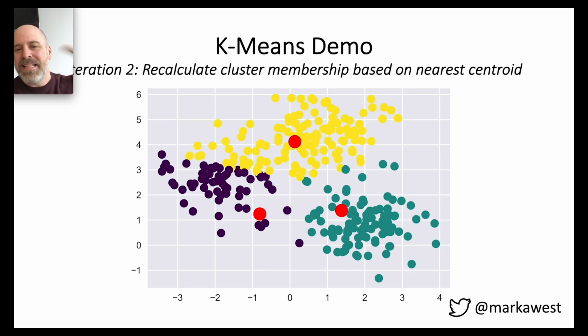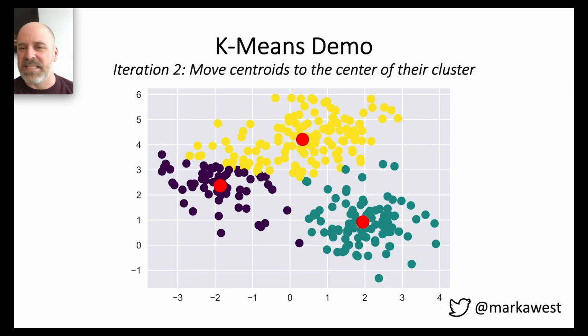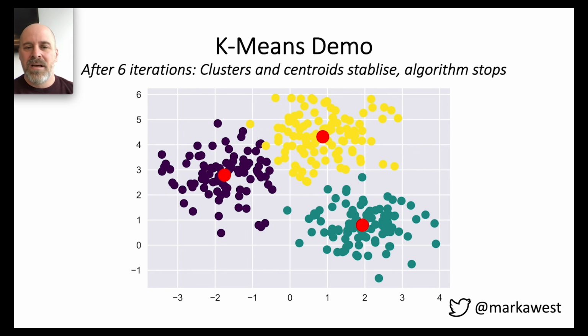But then, of course, we need to recalculate our cluster membership again based on the nearest centroid. And then, of course, we need to move our centroids again. And we carry on doing this. After 6 iterations, our clusters and our centroids are stabilized and the algorithm stops. And now we have our 3 clusters clearly defined.